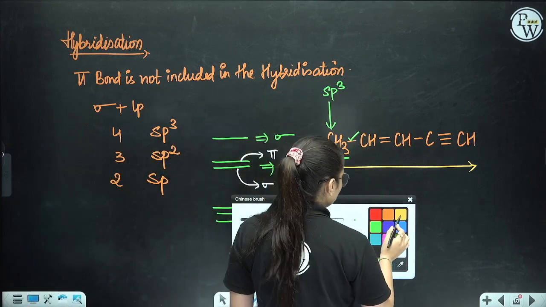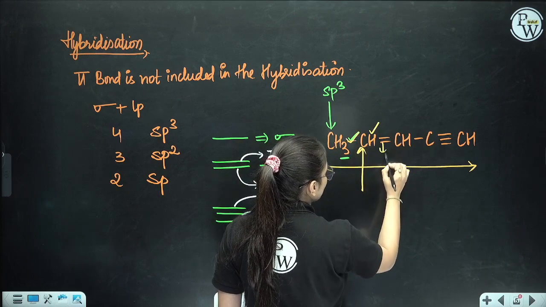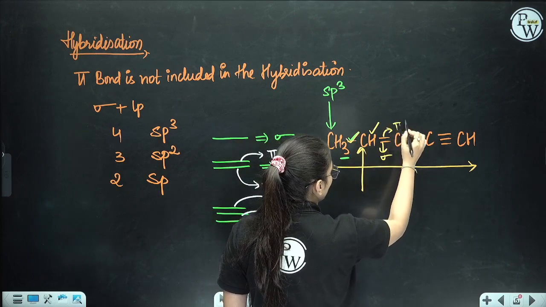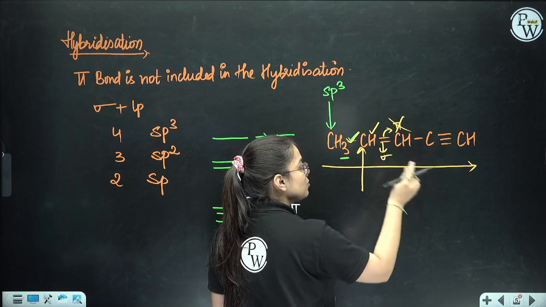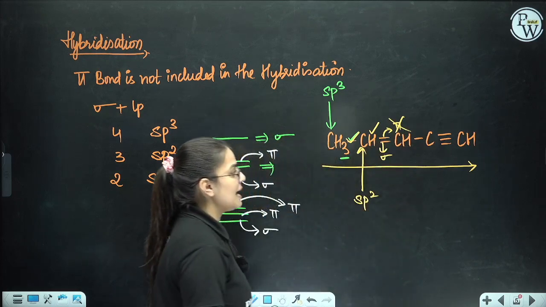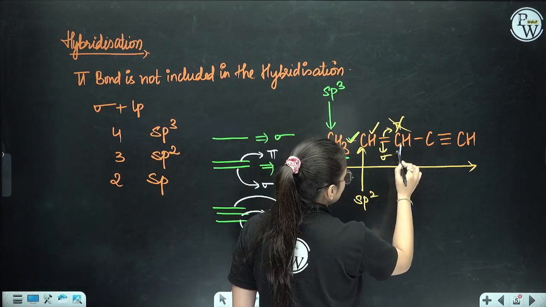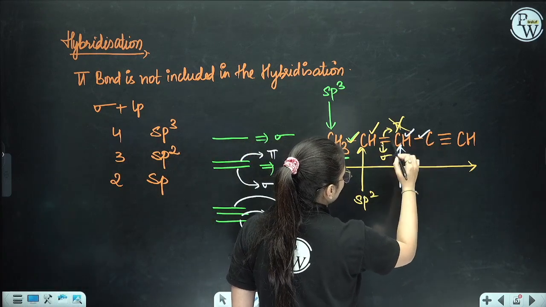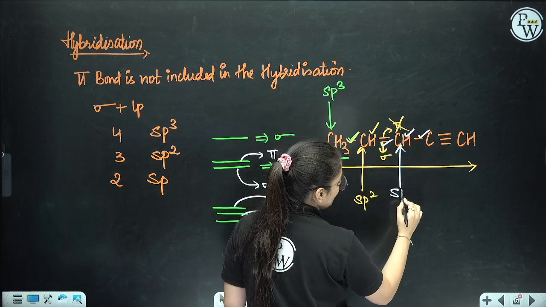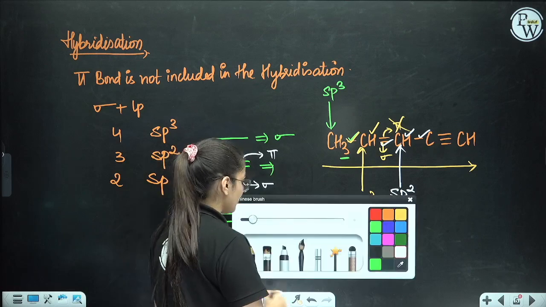Coming to the next carbon atom. One bond over here, one over here, and the first bond is a sigma bond, the second bond is a pi bond. The pi bond you don't have to include, so it's 1, 2 and 3. That means it's sp2 hybridized. Let's talk about the next carbon atom. This carbon creates one bond with hydrogen, one over here and one sigma. Pi is not included. 3. So hybridization is sp2.